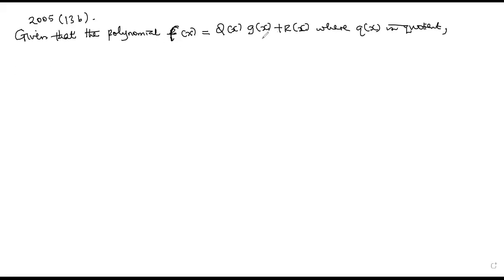Given that the polynomial is that where 2x is the quotient, gx is x minus alpha times x minus beta, and rx is the remainder.